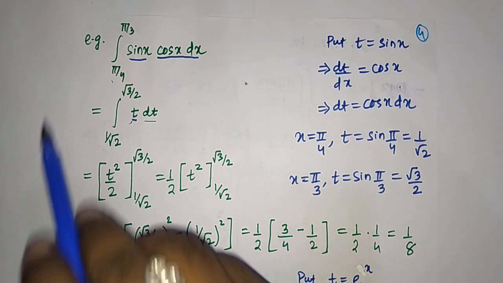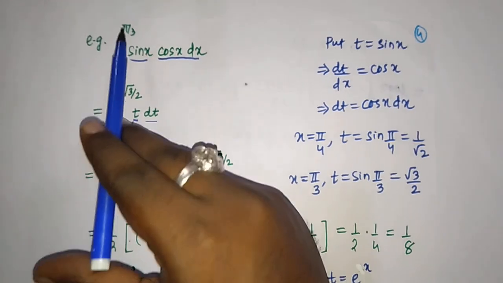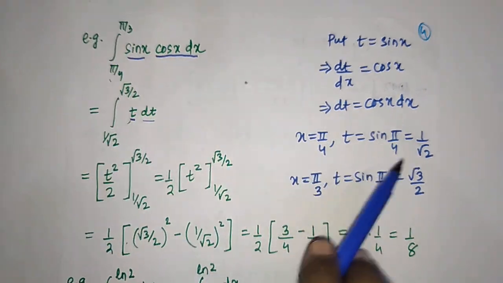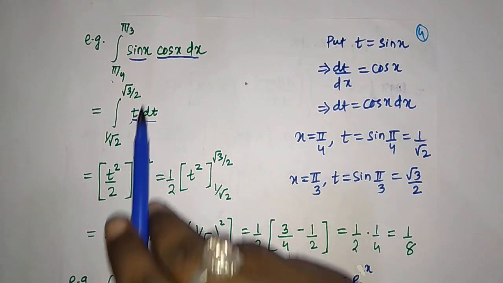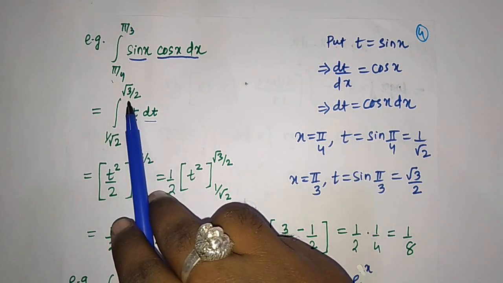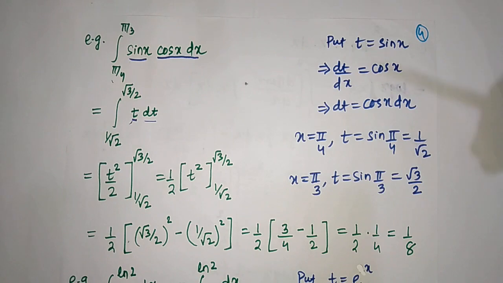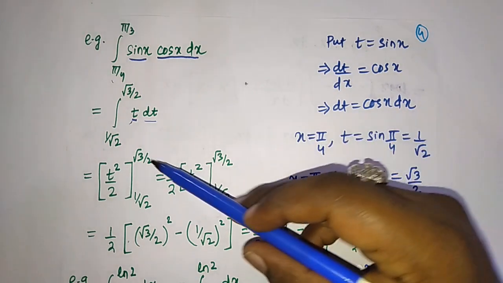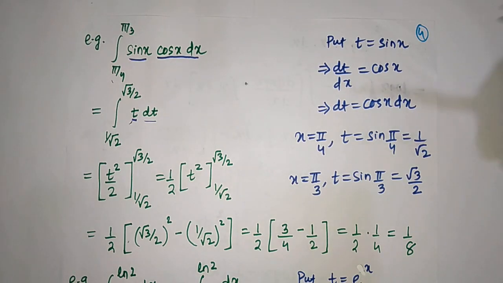So put it here. Here the upper limit is pi by 3, that means when you write in the format of t, the upper limit is root 3 by 2 and the lower limit is 1 by root 2.